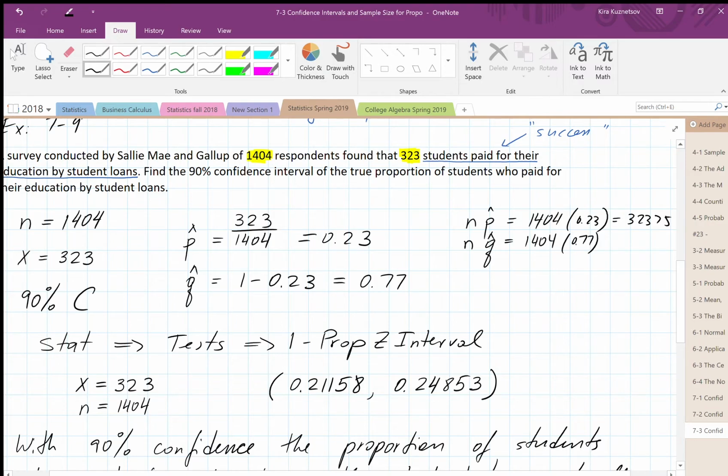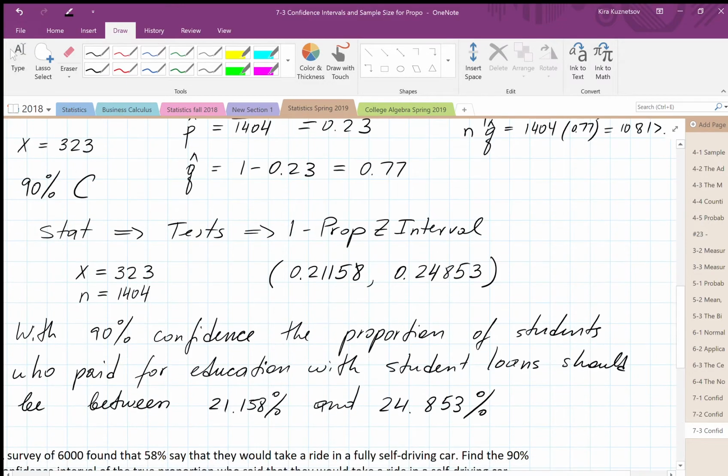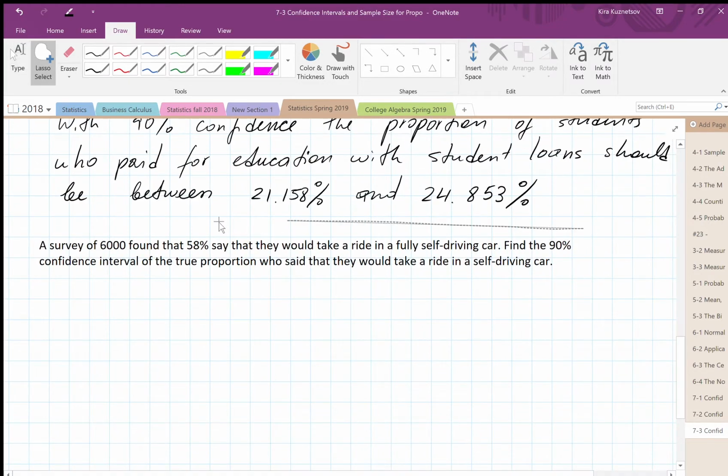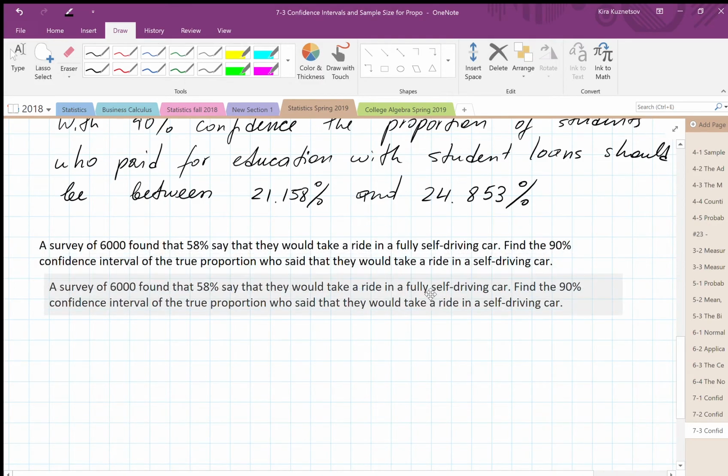This is how I was able to get that number in the first place. 1404 times 0.77 should be even bigger than that. So 1081, which is certainly greater than 5. Checking these conditions is a must. You need to do this every time you're doing any of the problems in 7-3. I do have one more example that I wanted to cover on the confidence intervals.